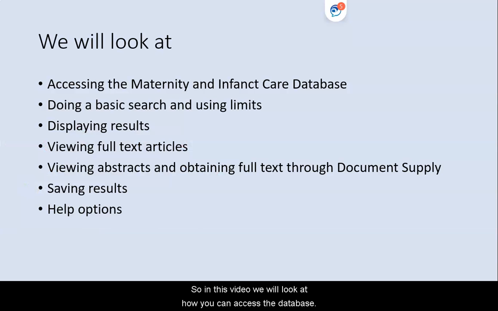So in this video, we will look at how you can access the database through the library web pages. We'll look at doing a basic search and using some limits to narrow your results if needed. We'll look at displaying your results and viewing the full text of the articles, and viewing abstracts and obtaining the full text through document supply. We'll also look at saving your results and any further help that you might need.